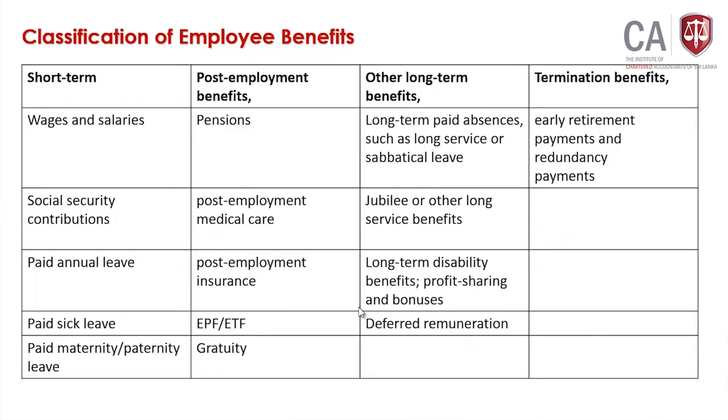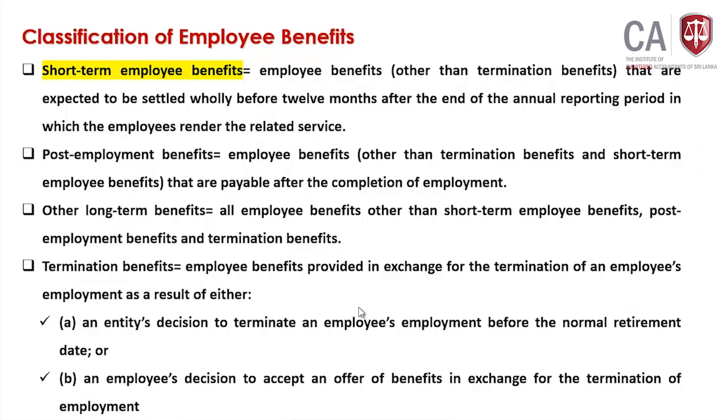These are the examples. Short-term employment benefit, post-employment benefit, other long-term employment benefit, and termination benefit. Examples are in this table. Before we go through these examples, we'll take the definition of each and every category and we'll come back to these examples. Right? Fine. Look at short-term employee benefit.